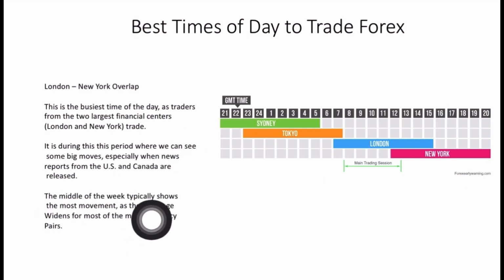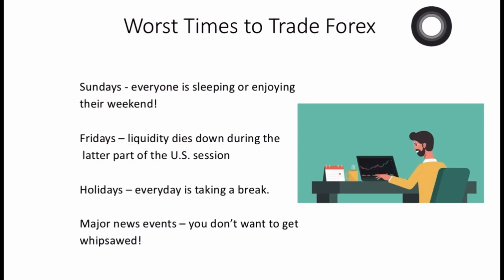The middle of the week typically shows the most movement, as the pip range widens for most of the major currencies. So the best time to trade is when the London and New York sessions are open. That's where we can find volatility in the market. Other sessions don't have as much volatility as the London and New York sessions.